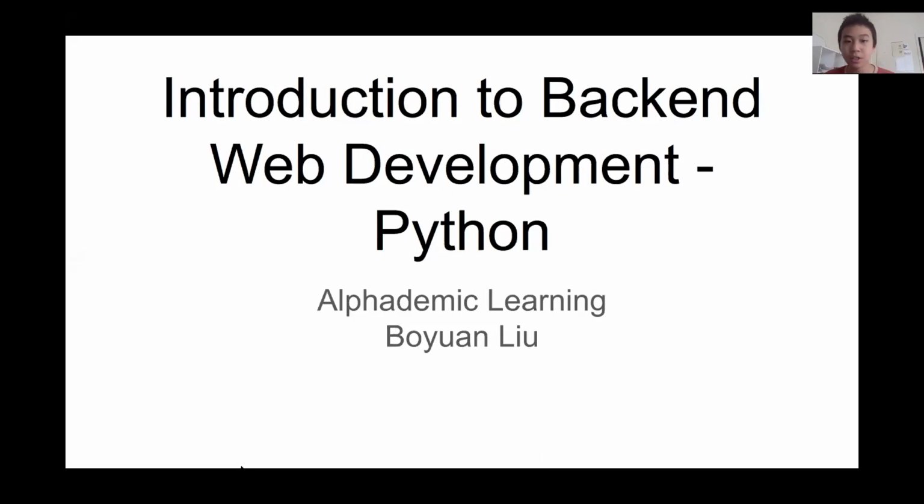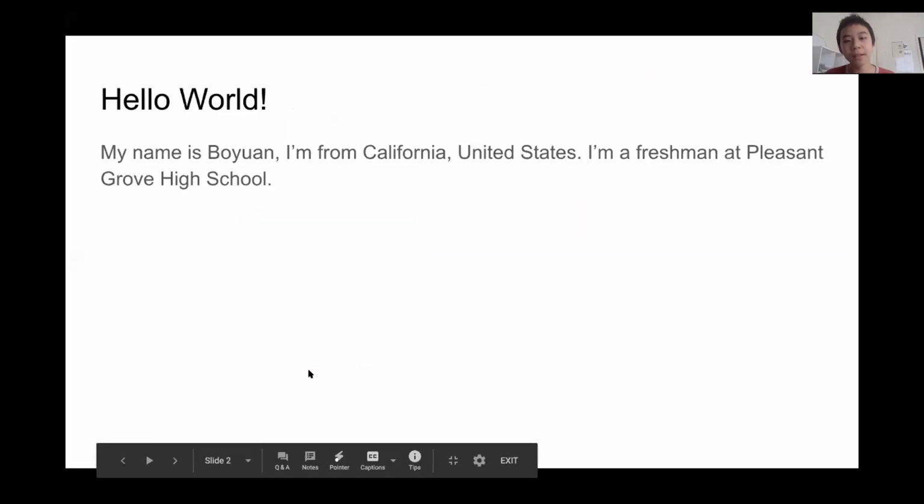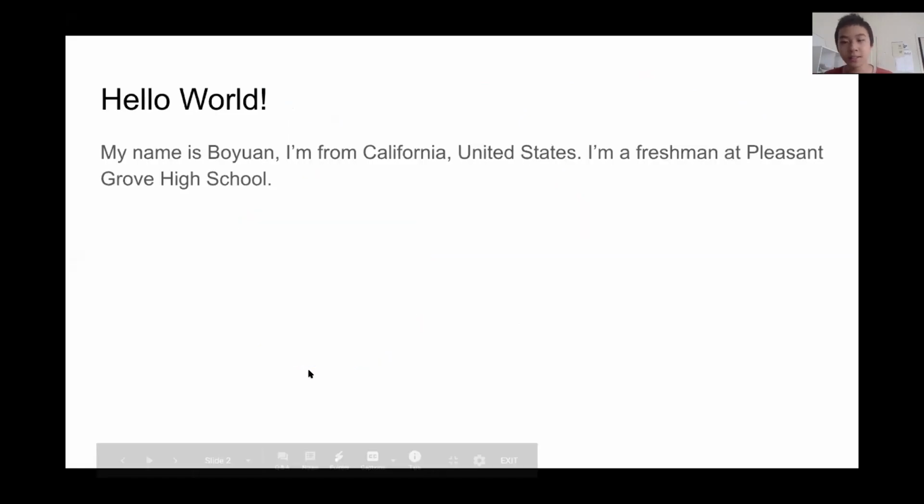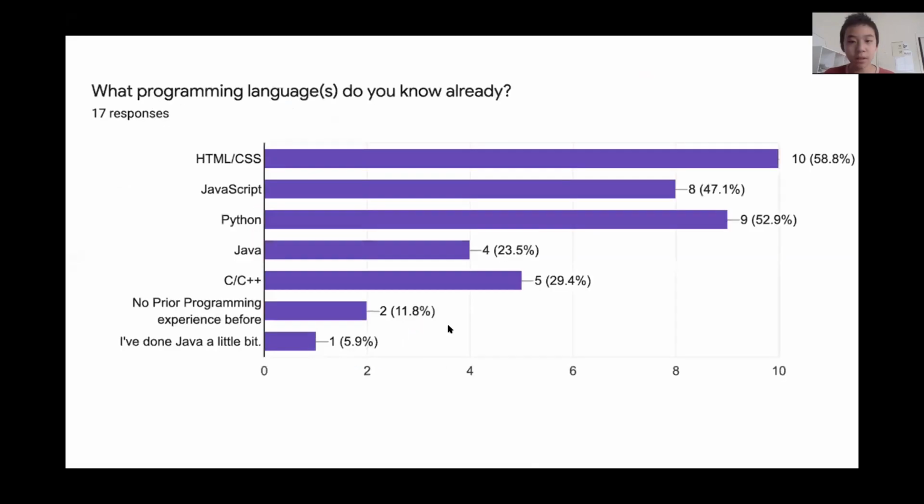So just a sentence about me. I'm Boyuan from California, United States. I'm a freshman at my local high school, which is Pleasant Grove High School, if you live in my region.